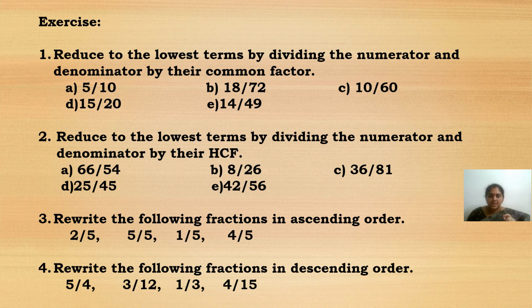So when you are seeing unlike fractions, for doing a descending order, what you have to do is take the LCM first, convert into like fractions, then only you can compare the fractions.